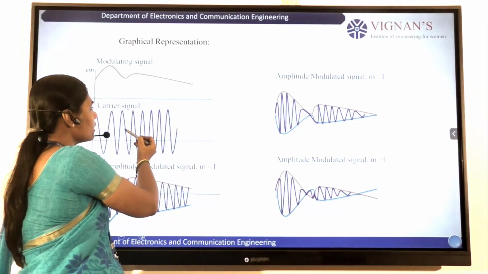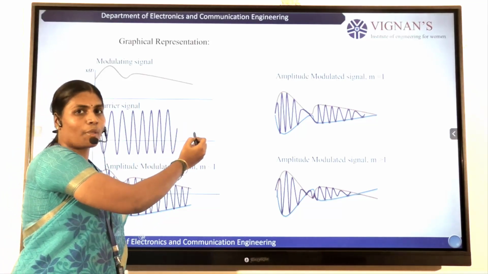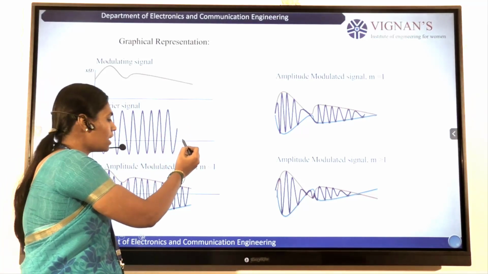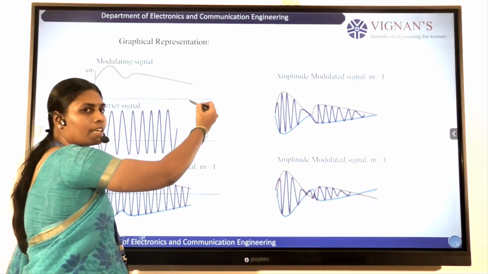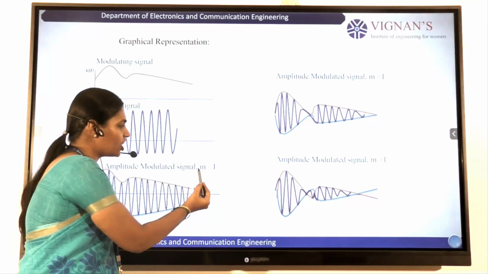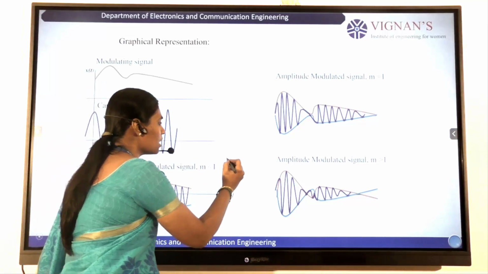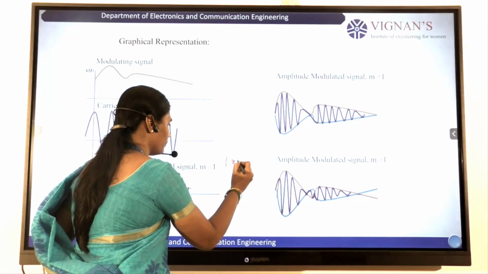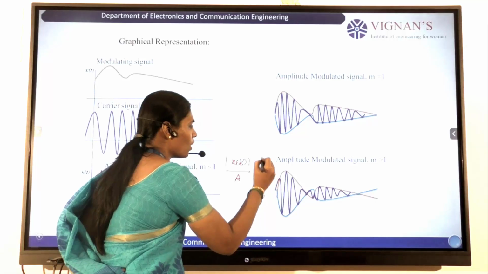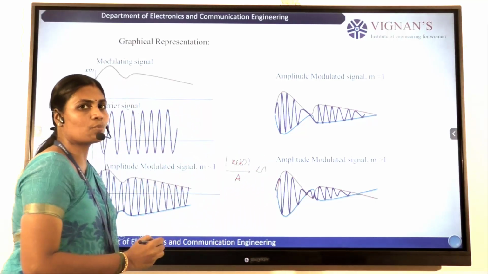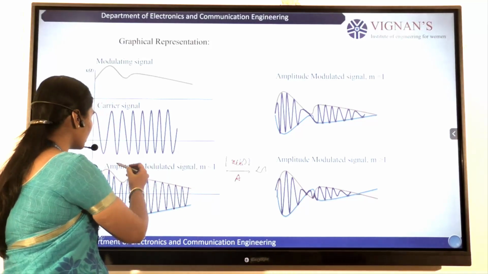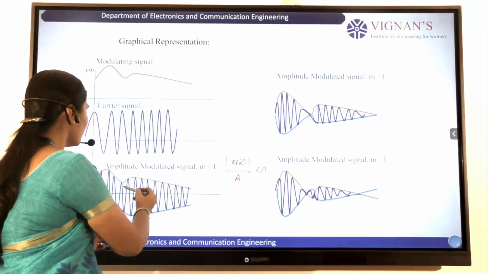Then we are considering the carrier signal as A cos omega ct, which has the amplitude A and the frequency omega c. Whenever these two signals are given to an amplitude modulator, and if we consider the condition m less than 1, that means the modulus of x of t divided by A is less than 1. If this ratio is less than 1, then that condition is called under modulation. So for under modulation, the graphical representation will be like this.